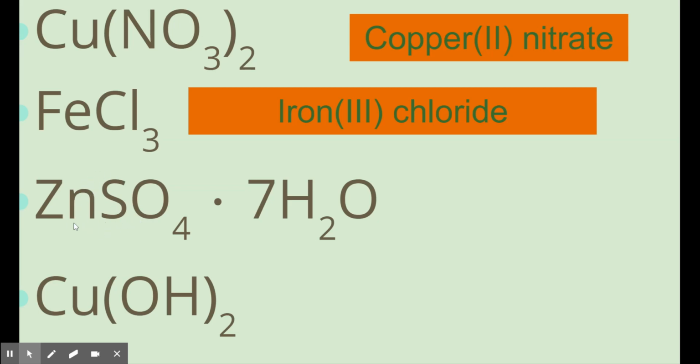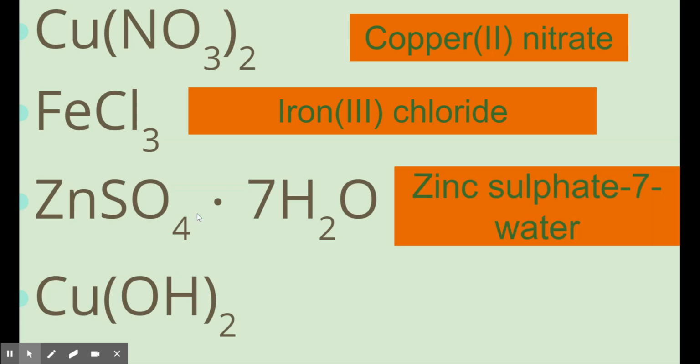Okay, so this one starts with Zn. This one is zinc. And then SO4 is sulfate. So that's why this one is called zinc sulfate. But the dot together with 7 water means we incorporate 7 water into each unit of the zinc sulfate crystal. So we have to incorporate this into the name of the whole chemical formula as well. So the name of this compound is zinc sulfate 7 water. Zinc sulfate 7 water. Okay.